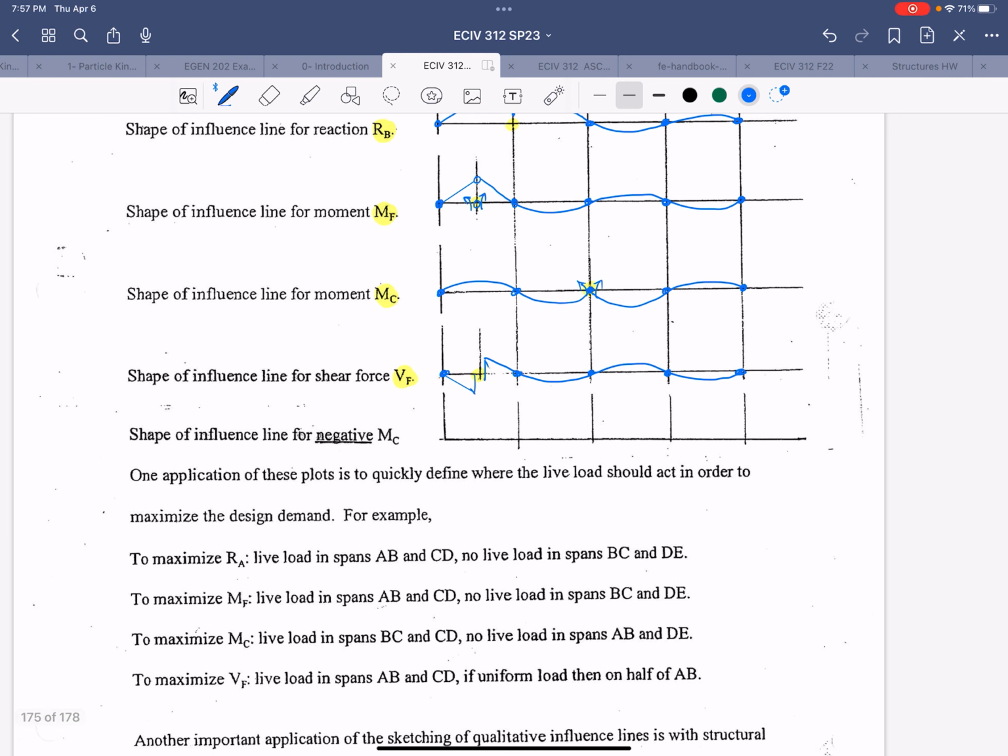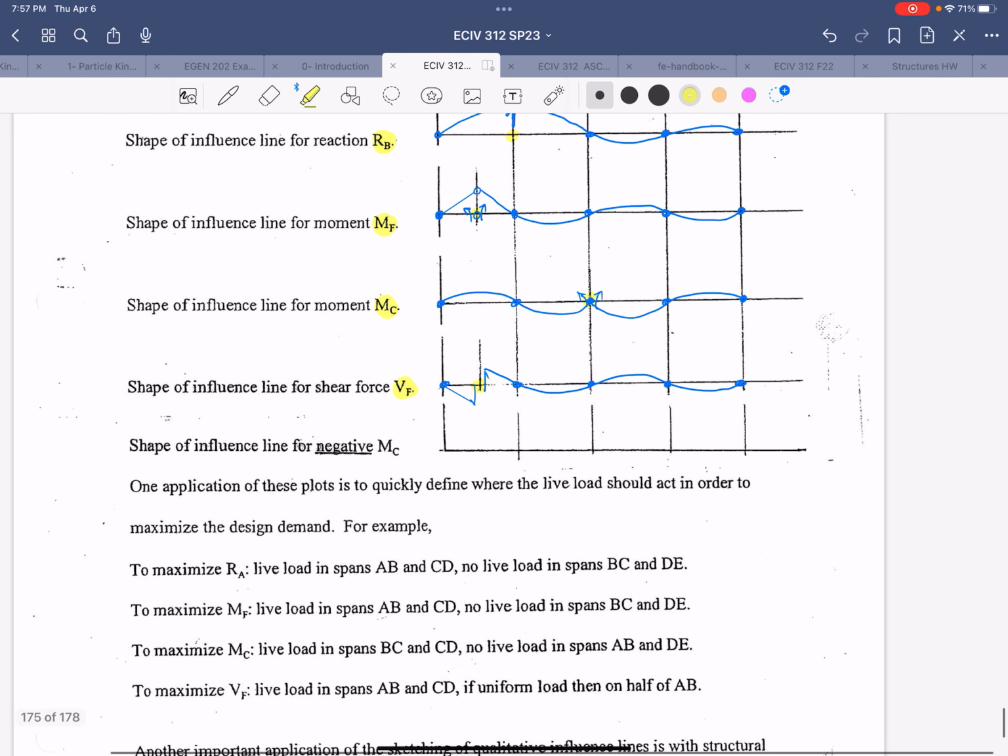And then if we draw the negative moment at C, all right, that's really just drawing the reverse of the positive moment at C. So we have all those support conditions that are met. We just change the direction of that unit rotation. All right, so now on either side of that hinge, the beam would deflect upward instead of downward.